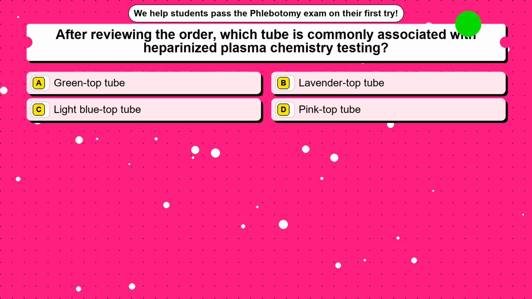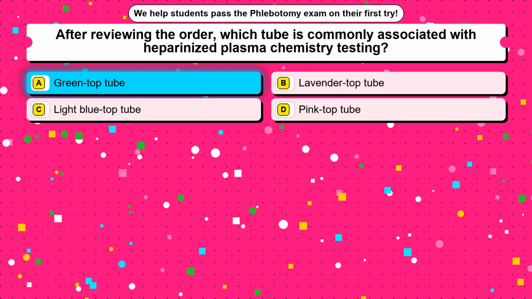Question 49. After reviewing the order, which tube is commonly associated with heparinized plasma chemistry testing? Option A, green top tube. Option B, lavender top tube. Option C, light blue top tube. Option D, pink top tube.